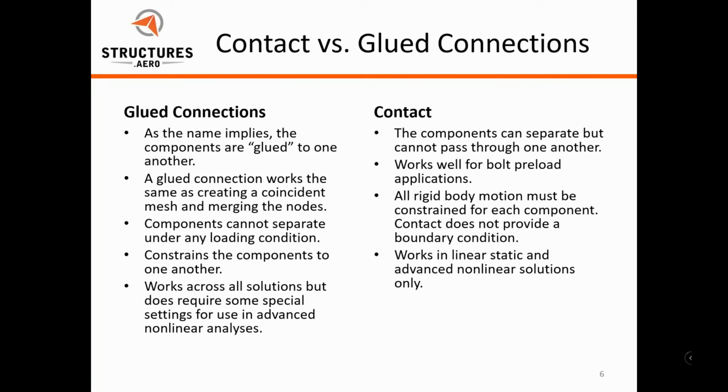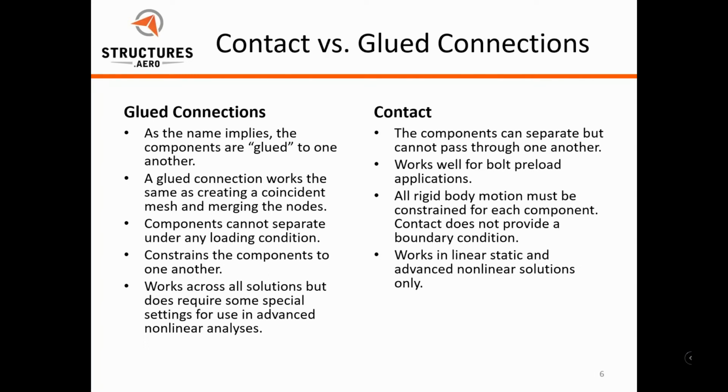The linear contact is simply the parts can touch each other, cannot pass through, but they could separate. So if you put two components together, like I'm going to show you in just a minute, you'll see under the opposing load that one component can actually separate. Works well for bolt preload. I mentioned that a minute ago, and we're going to take a look at an example of the bolt preload.